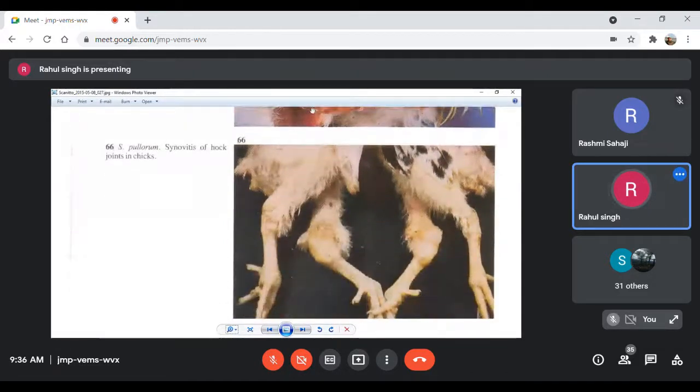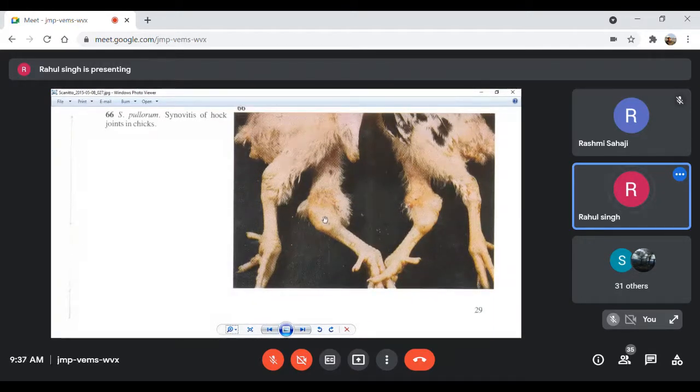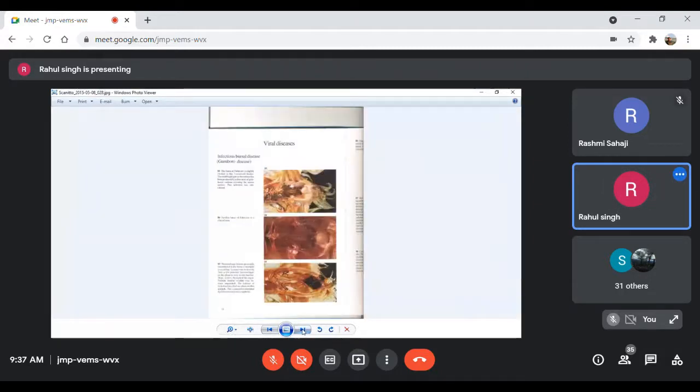And this is the synovitis of hock joint. You can see hock joints are swollen. This is the normal joint. This is the swollen joint. Hock joint is showing the swelling, arthritis, synovitis and arthritis.